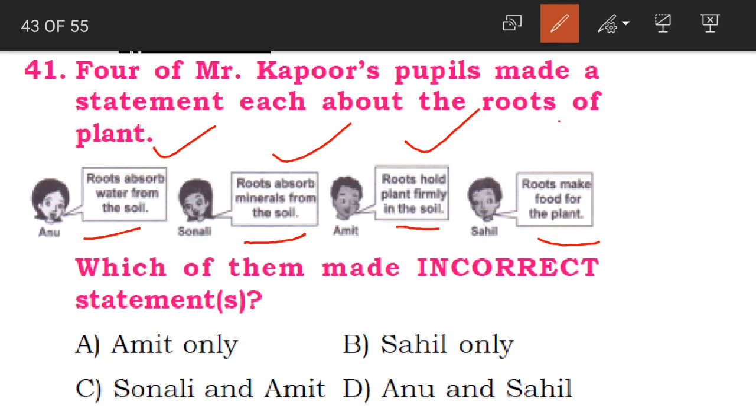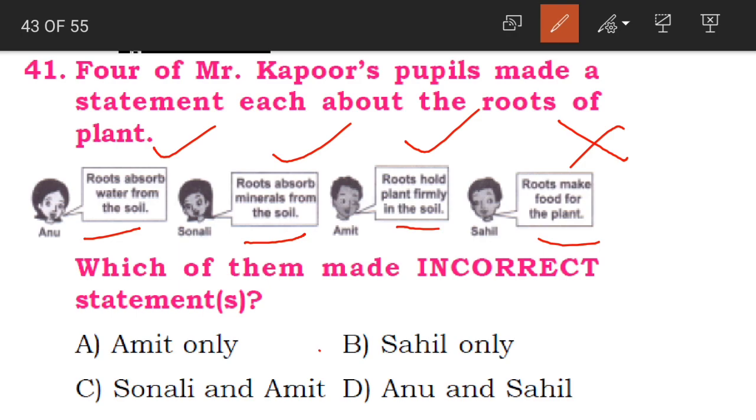And now come to the last one, that is Sahil. Roots make food for the plant. This is the wrong statement. Do roots make food? No. Leaves make the food for the plant, not roots. So Sahil made the wrong statement.